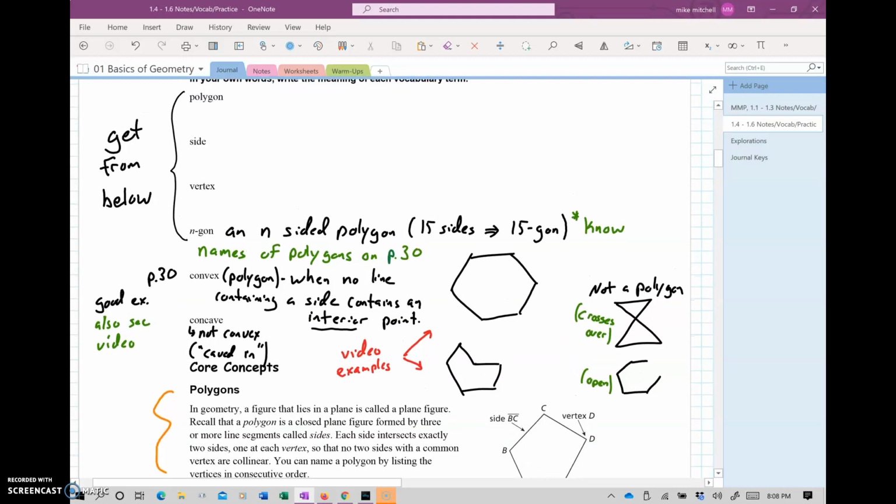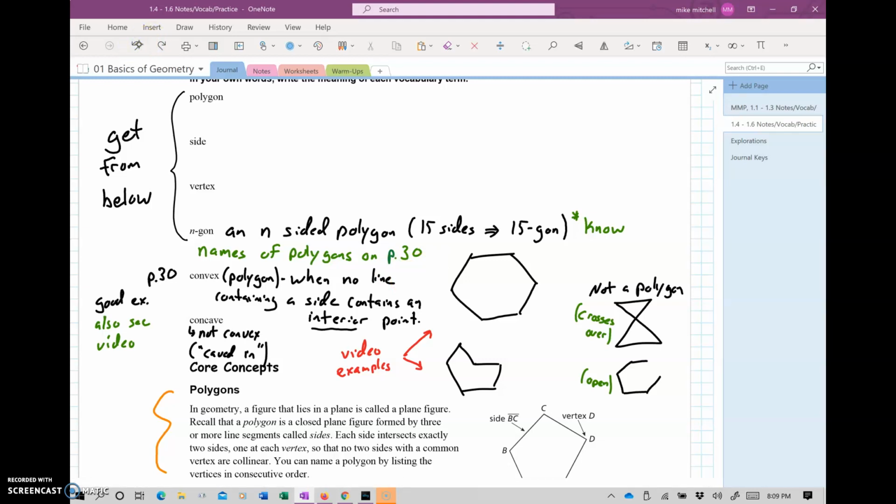Sides are the segments that connect the vertices. A vertex is the point where two segments meet or intersect, just like an angle. An n-gon is an n-sided polygon, so a 15-sided polygon would be a 15-gon. Now there are some names you need to know for these. These are listed on page 30 in your book.